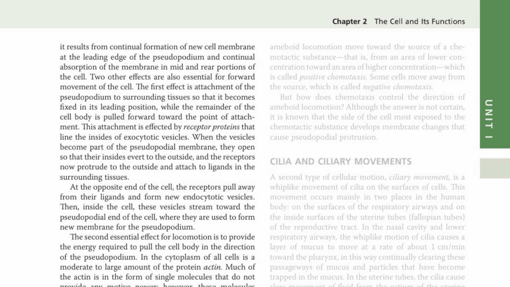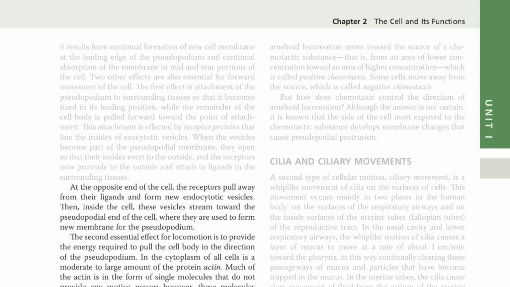This attachment is effected by receptor proteins that line the insides of exocytotic vesicles. When the vesicles become part of the pseudopodial membrane, they open so that their insides evert to the outside, and the receptors now protrude to the outside and attach to ligands in the surrounding tissues. At the opposite end of the cell, the receptors pull away from their ligands and form new endocytotic vesicles. Then, inside the cell, these vesicles stream toward the pseudopodial end of the cell, where they are used to form new membrane for the pseudopodium.